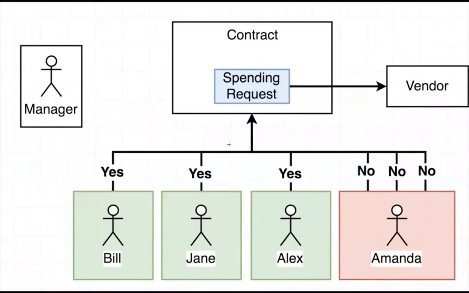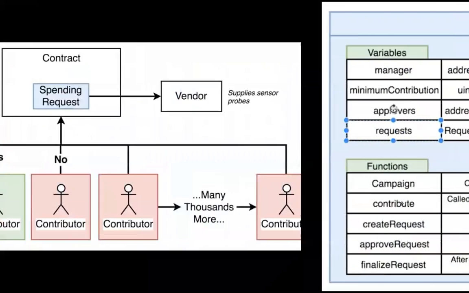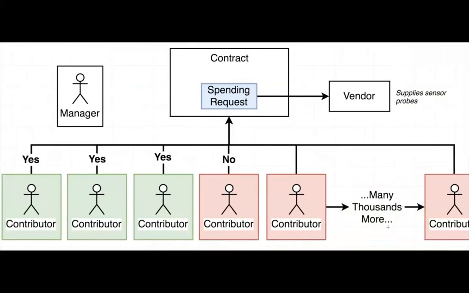So here we see Bill voted one time with a yes, Jane yes, Alex yes, but then we see Amanda is trying to vote no 3 times on the same request here. So we absolutely want to avoid this behavior. A contributor should only be able to vote one single time on any given request. Number two, we should ensure our voting system can accommodate thousands of different people voting, as marked by this diagram here.